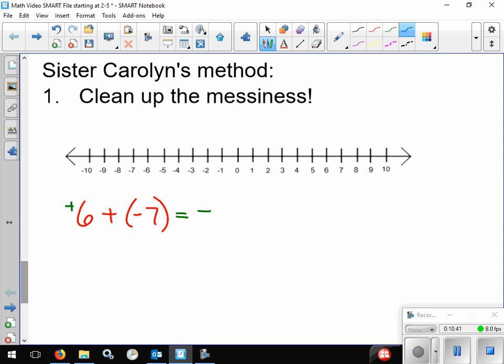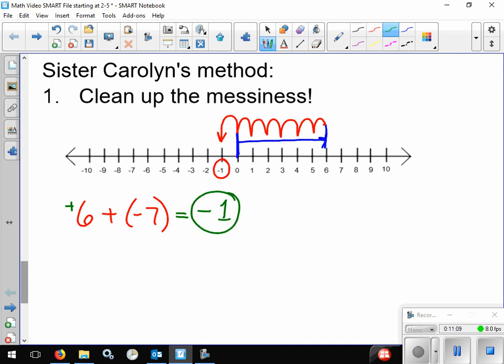Well, let me use my number line to help us. Again, we start at 0 and we go to positive 6. Here I am at positive 6. Now I'm going to add, but add a negative number. So I'm actually going to go backwards. I'm going to go negative 7. So 1, 2, 3, 4, 5, 6, 7. So my answer is negative 1.